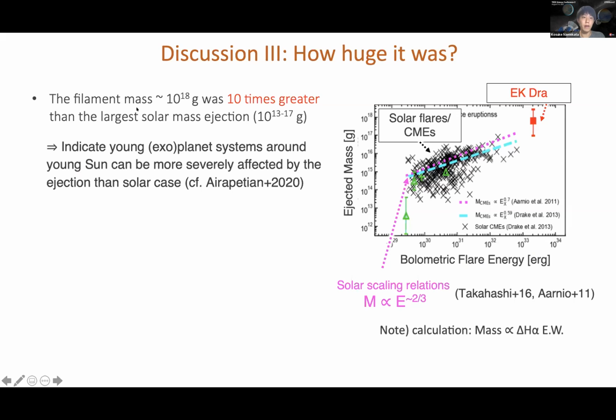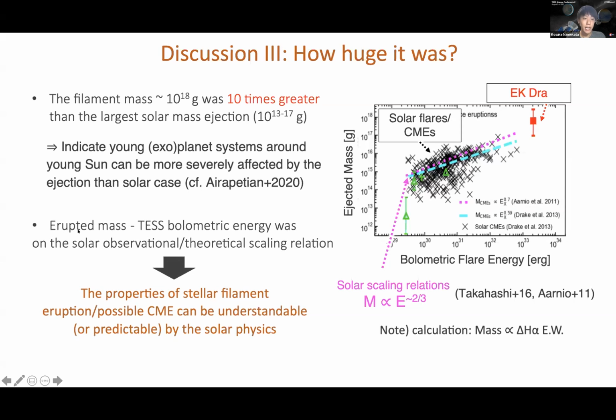Finally, let me discuss how huge it was. We confirmed that the filament mass we obtained was 10 times greater than the largest solar mass ejection. So this may indicate that a young exoplanet system, or the young solar system around the young Sun, can be much more severely affected by mass ejection than what we experience with the current Sun.